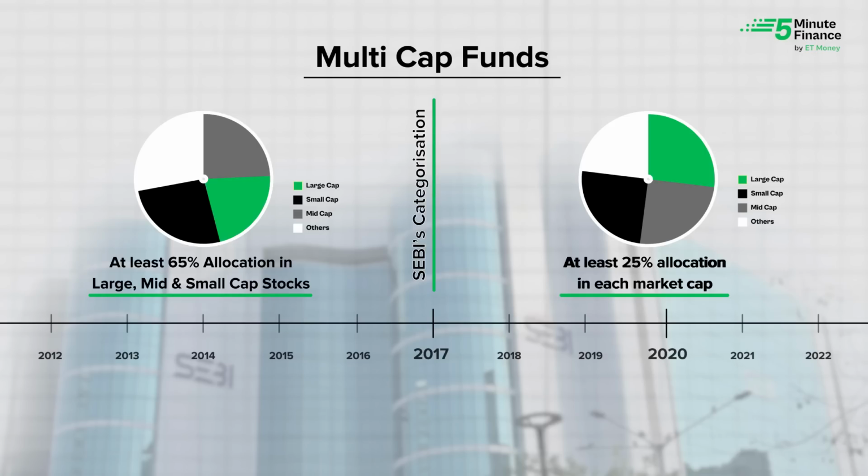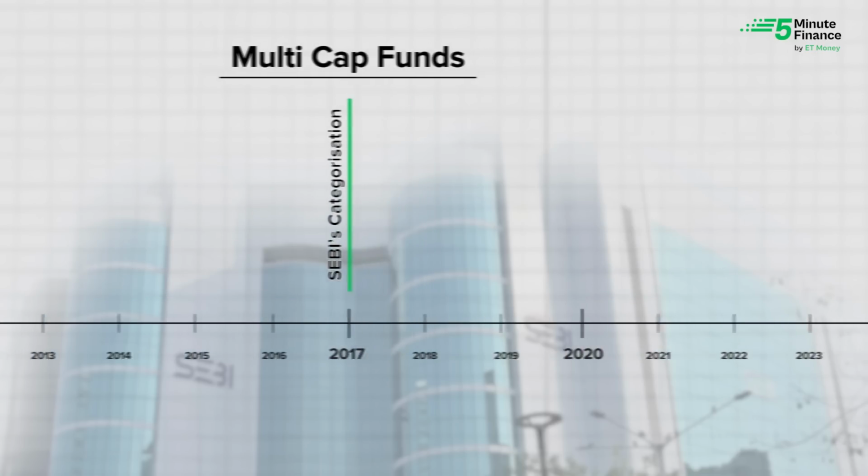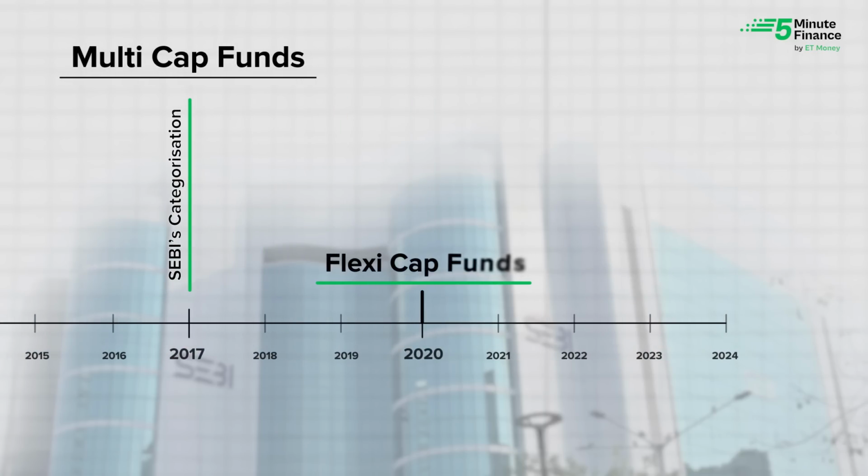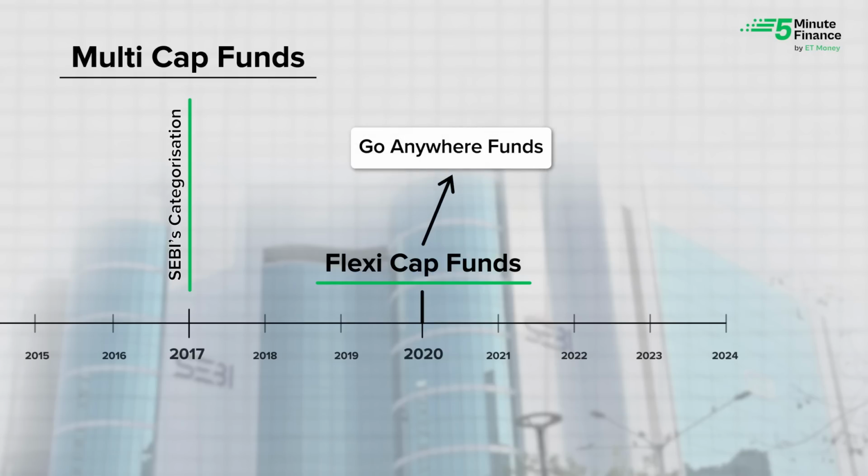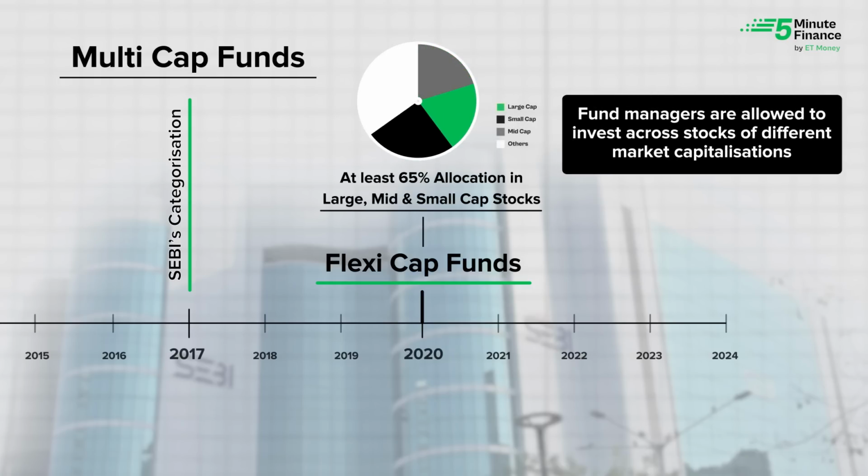So after the categorization activity, there was no category in equity funds where fund managers could decide which market cap to invest at their free will, and that's why SEBI in 2020 launched the Flexi Cap category of funds. So Flexi Cap funds, we can say, are the go-anywhere funds, meaning fund managers are allowed to invest across stocks of different market capitalization.